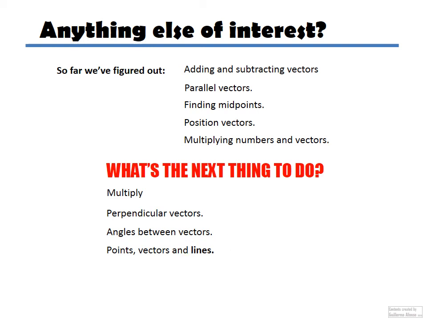The important thing now, the thing that's going to be next, is how to multiply vectors together, something called the scalar product.